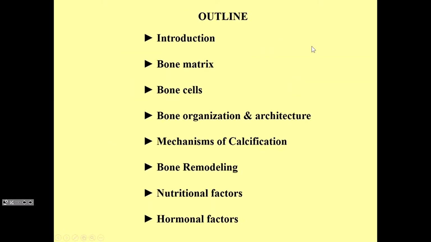So the things we're going to talk about today after the introduction will be the matrix, the material secreted by the bone cells, then the bone cells that make up bone, and then how the bone is organized. It has specific architectural arrangements. Then we'll talk about how bone is calcified and how the bone is remodeled. It's not a static structure. And then we'll look at some of the factors, nutritional and hormonal, that contribute to the formation and reabsorption of bone.